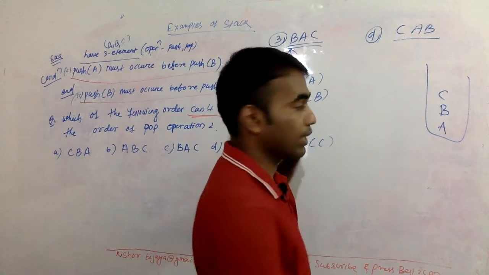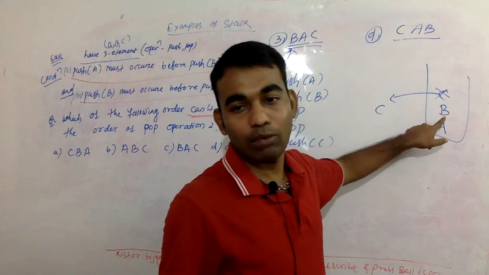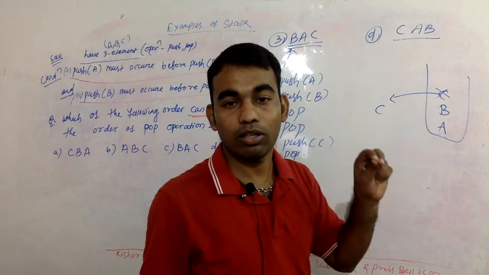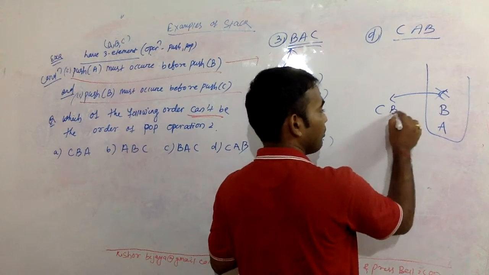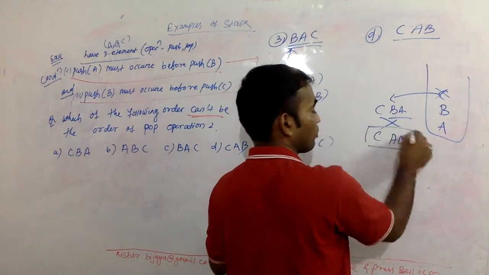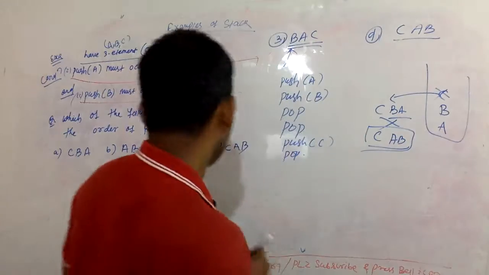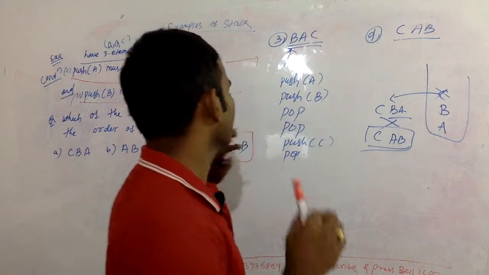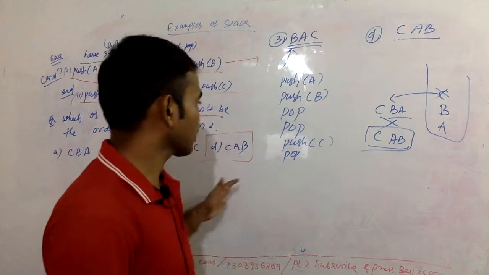Now I need to pop C. C is done. Now which one will be processed? Now B will be processed. Can I process A? No, it is going to violate the LIFO property of the stack. So the order will be CBA. It cannot be CAB. That is not possible. So this one is the answer. That means this is the pop order which is not possible. So that's all for today's lesson.